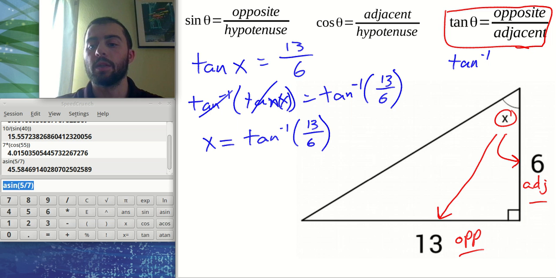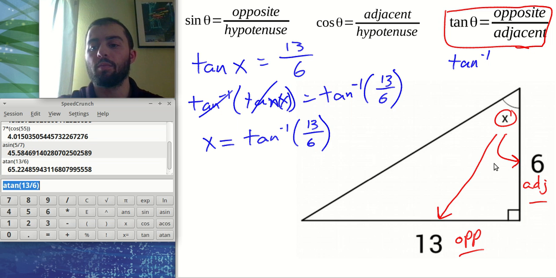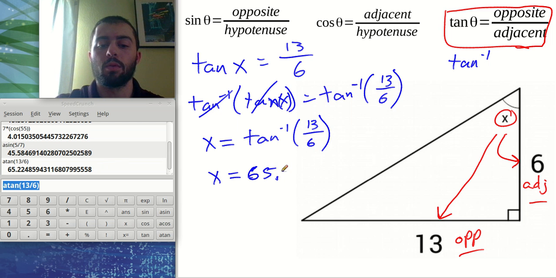All right, so to solve this, we can go over to our calculator. Again, you'll find your tangent inverse button right near your tangent button on your calculator. Mine is abbreviated as atan, but it's the same function that we're using. So tangent inverse of 13 over 6 would give us 65.2 for our angle. So angle x here would be 65.2 degrees, and we could label it in here as 65.2 degrees as well.